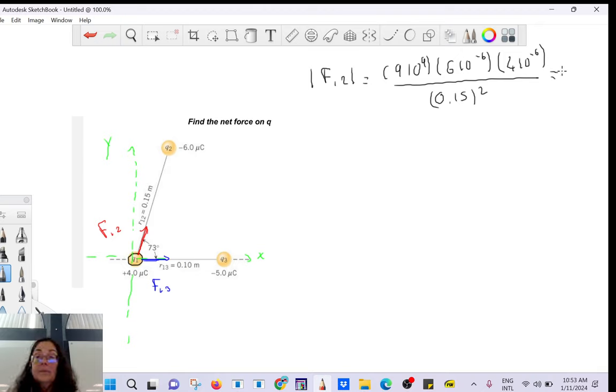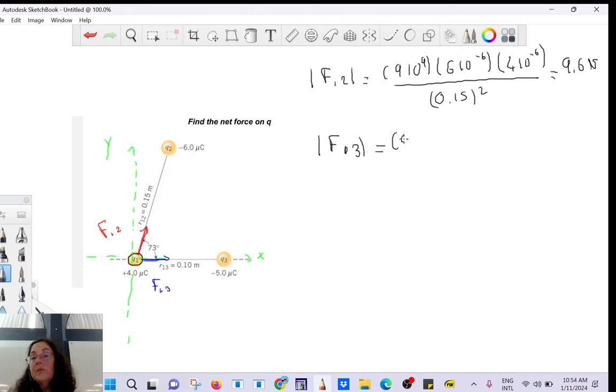I got the magnitude for the forces. Okay, so which one, 1, 2, what do you get? For Q, from 1 and 2, I got 9.6. Very good, 9.6 Newton. I got 18, 1 to 3. Very good, so 1 to 2, 1 to 3.